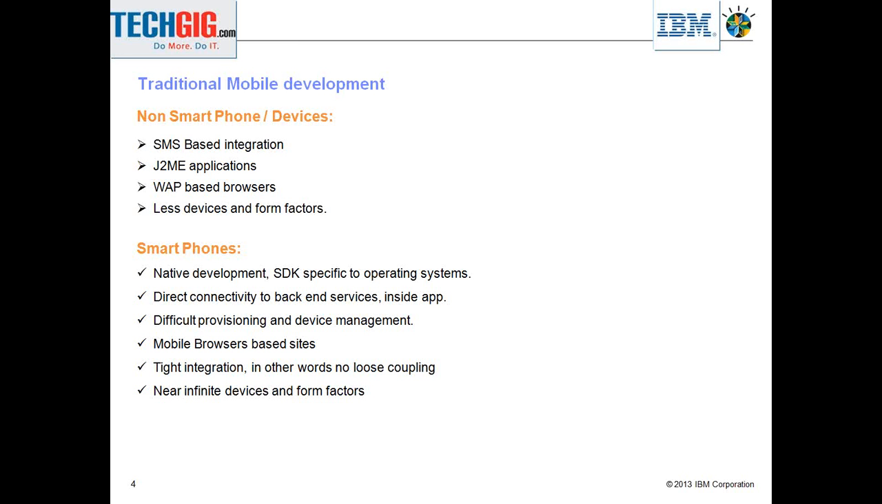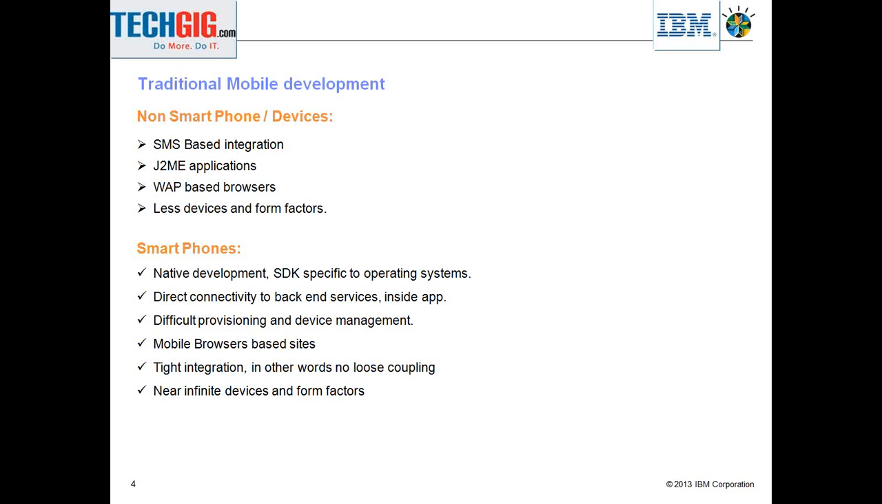But later, when smartphones got introduced, in traditional mobile development methodologies what we did was native development, using the SDK specific to the operating system. Every smartphone operating system provider has provided a native SDK, whether Apple, Android or even Windows Mobile. Everyone has provided their SDK, and we can use that SDK to do development. However, it brings the challenges of portability across different platforms, a longer development life cycle, and an increase in go-to-market timelines.